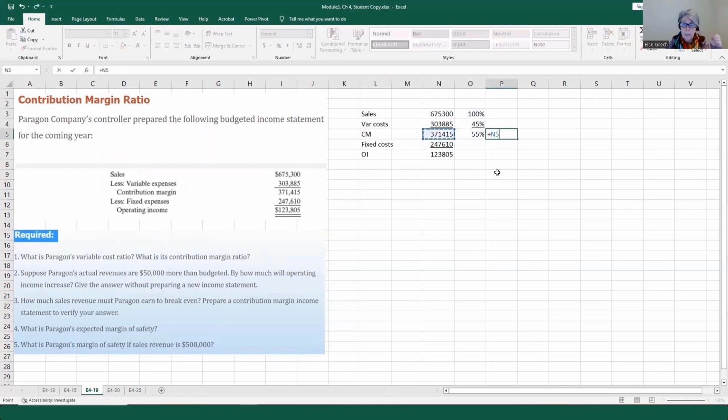Now, can I calculate it as a percentage? Divide it by the sales revenue? Sure, I can. 55%. It doesn't change anything. What is their variable cost ratio? Their variable cost ratio is 45%. This is the variable cost ratio. This is the contribution margin ratio.